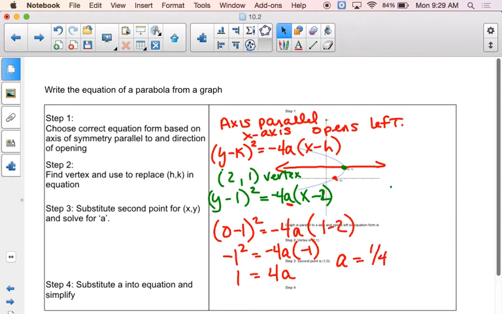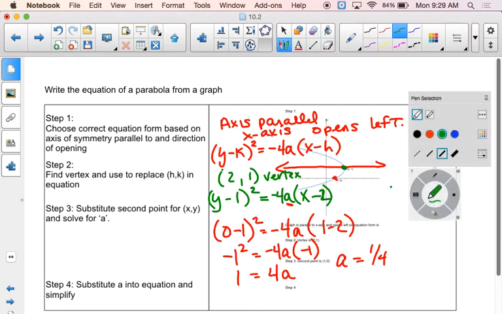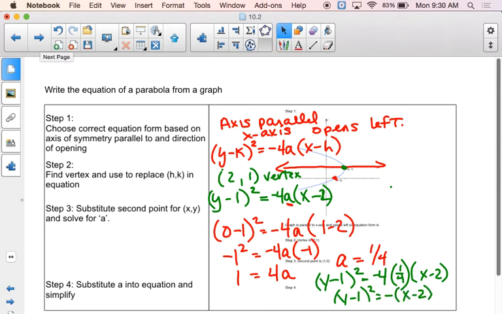So now when I put that into the equation and simplify, I'm going to have y minus 1 squared is equal to negative 4 times 1/4 times x minus 2. And so my final equation is y minus 1 squared equals negative x minus 2. Easy peasy.